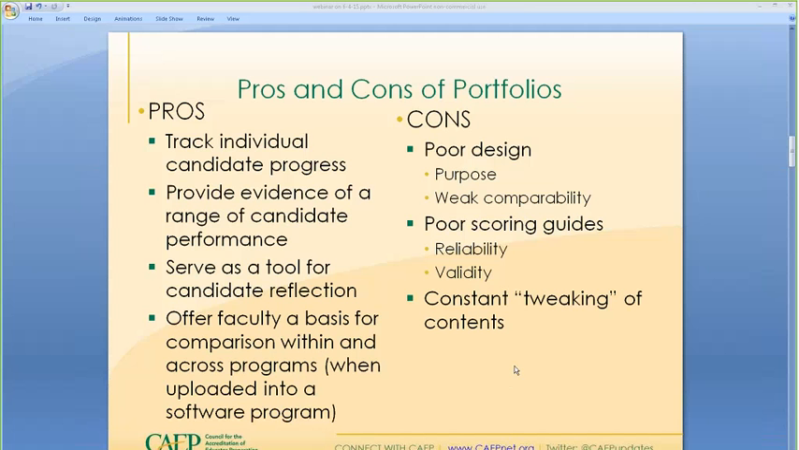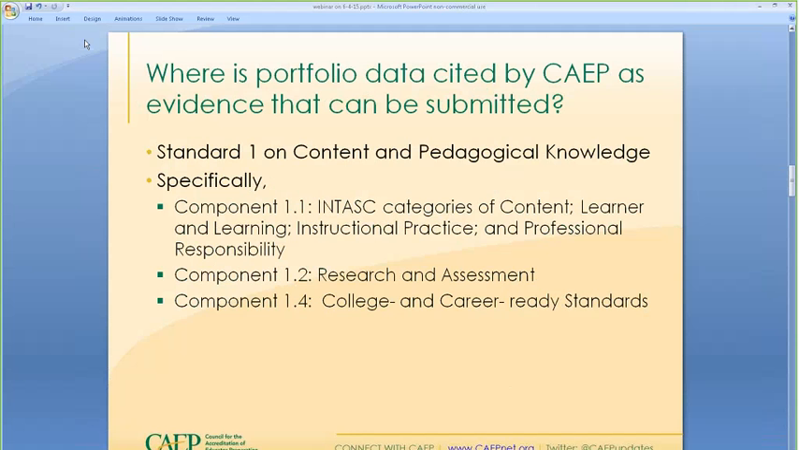Here are the places in CAPE where portfolio data is cited by CAPE specifically as evidence that can be submitted as part of the self-study. And it's predominantly in Standard 1. In Standard 1.1, under those in-task categories, the 4 in-task categories that you're asked to meet, remember, you do not need to meet each of the in-task standards, but you do need to provide evidence about each of these 4 categories.